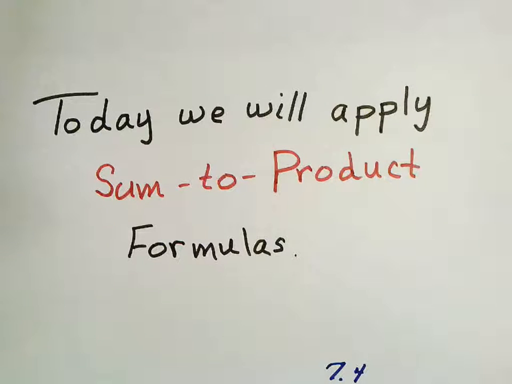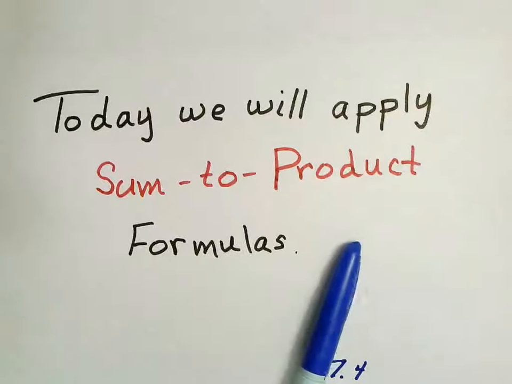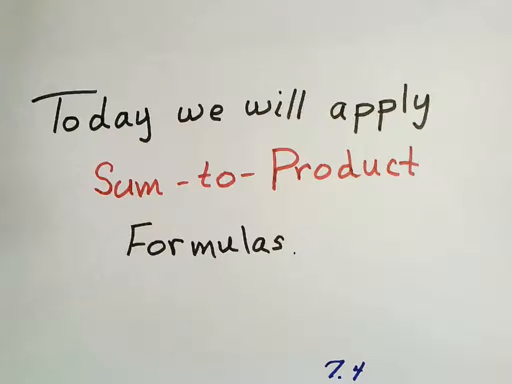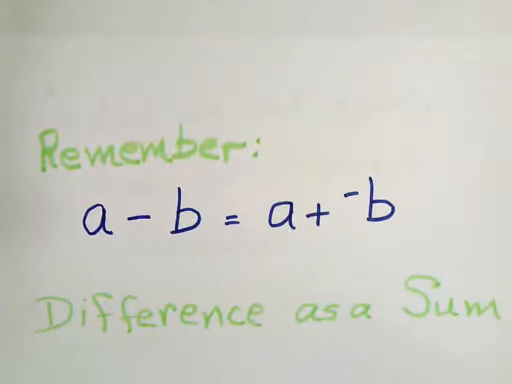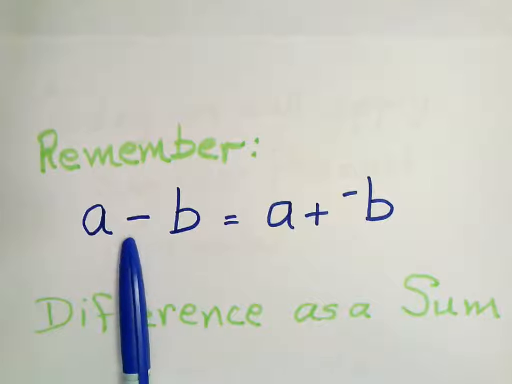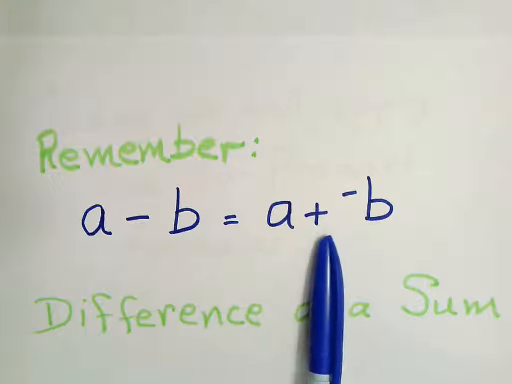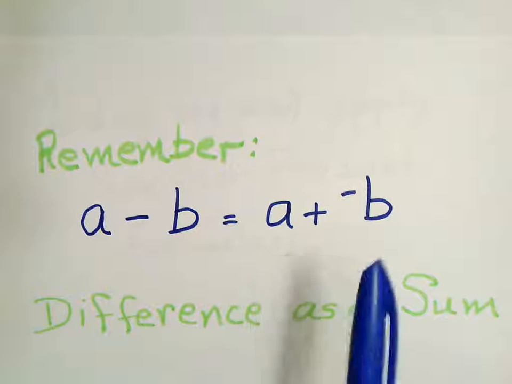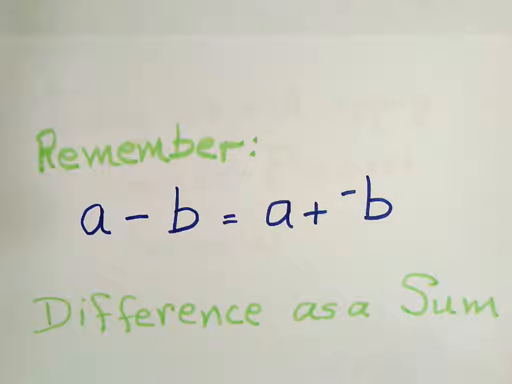Today, we will apply the sum to product formulas. Yesterday, we did the product of sum. So now we're doing the sum to product. And I'd like to review again that we can change a difference into a what? Sum. So A minus B is the same thing as A plus the opposite of B.